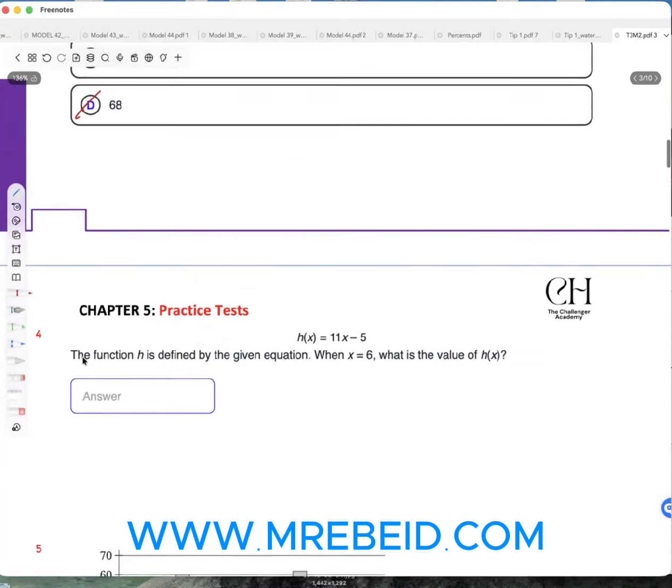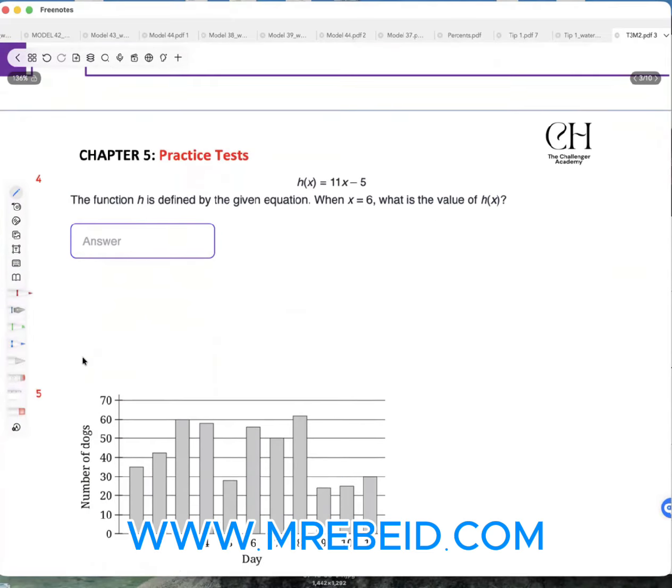Let's move to question 4. The function h is defined by the given equation, h of x equals 11x minus 5. When x equals 6, what is the value of h of x? So just replace x with 6. So h of 6 equals 11 times 6 minus 5. 11 times 6 is 66, minus 5, it will be 61. So the answer is 61.